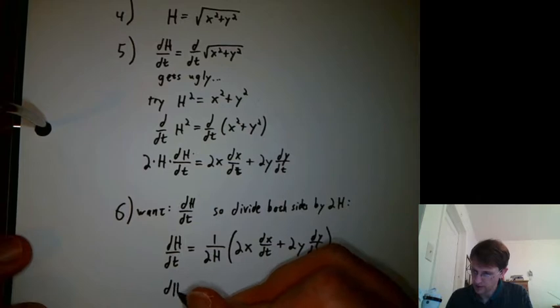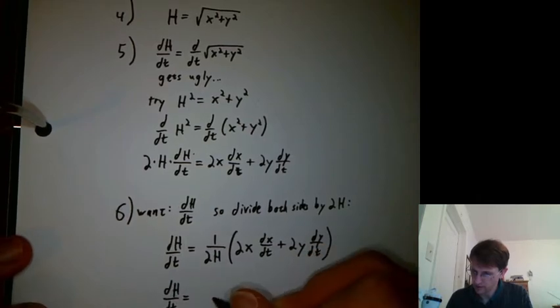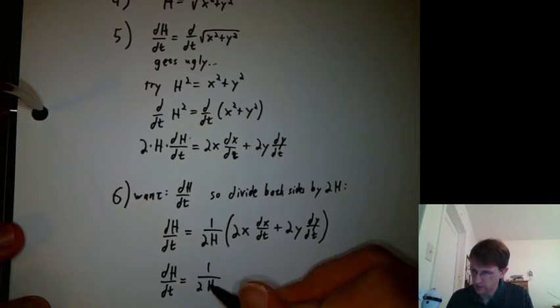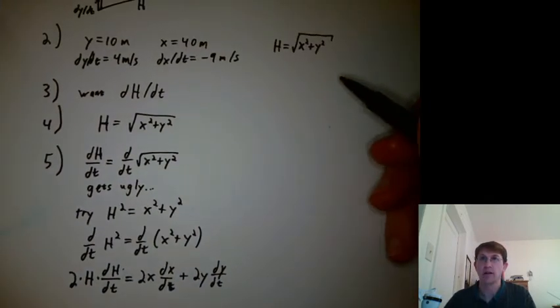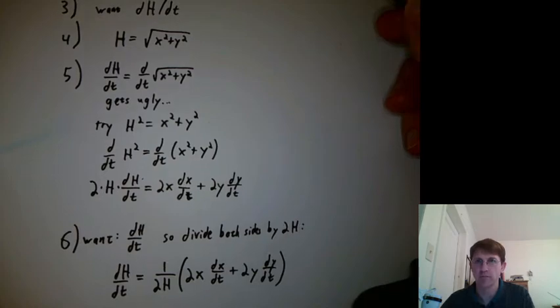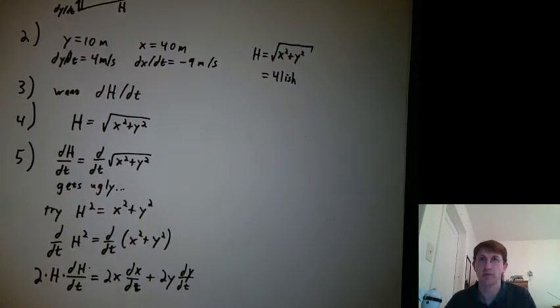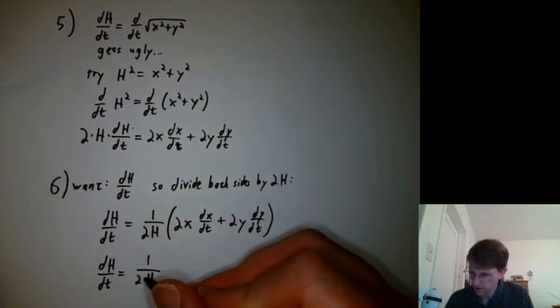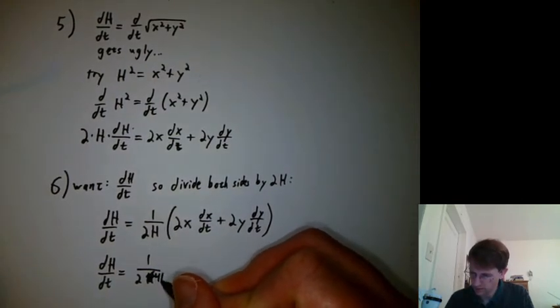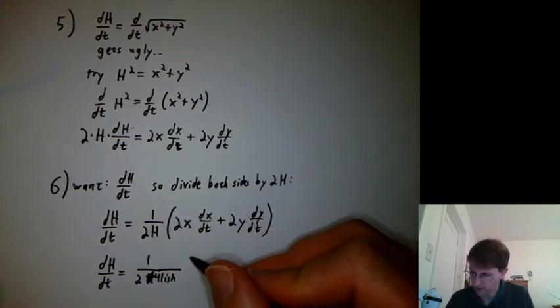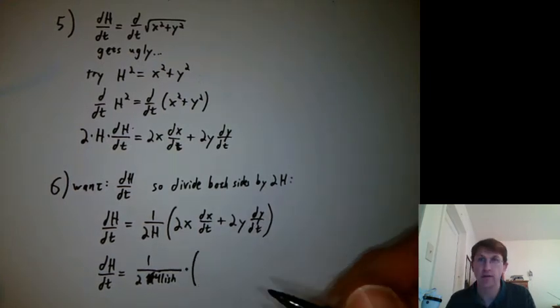So we can say dh/dt equals 1 over 2h. We never actually calculated h up here. It was 41 something. So we'll just say 41-ish. Of course, you would be more careful with that, but we don't want to slow down the video here.